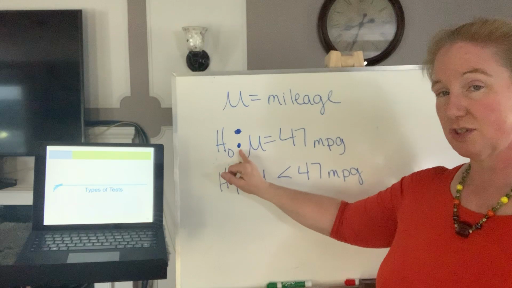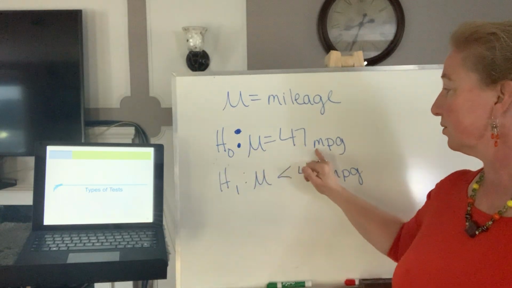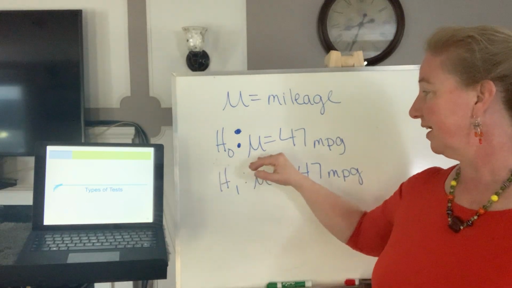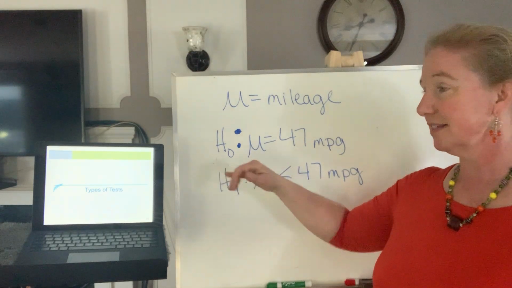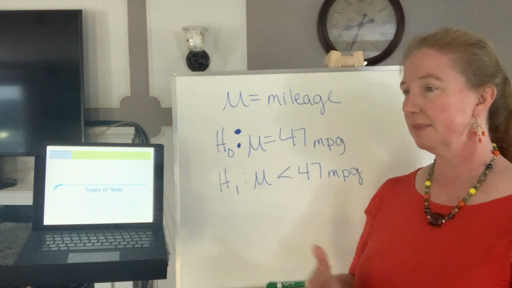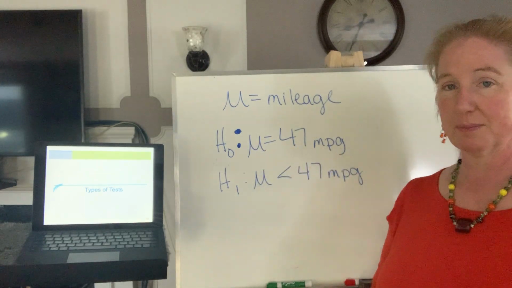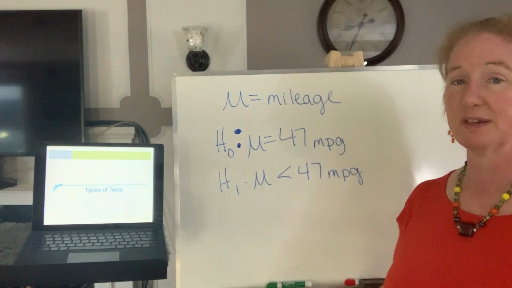Pay attention to this colon. So H naught colon mu is equal to. One of the errors students make is to say H naught is equal to 47 miles per gallon. It's not. H naught is like saying, on the blue page, it says mu is equal to 47 miles per gallon. On the green page, mu is less than 47 miles per gallon.